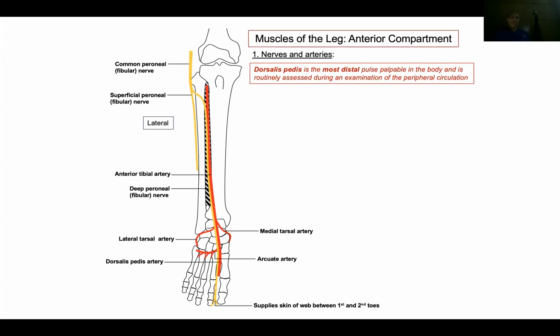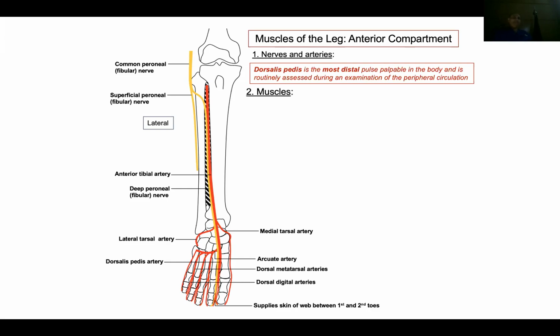Now, they make an arch here on the dorsum of the foot. And from this arch, I get what? Digital arteries. And they are supplying their respective areas. Are we fine? So we have talked about the nerves of the leg and the nerves and arteries of the anterior compartment of the leg.